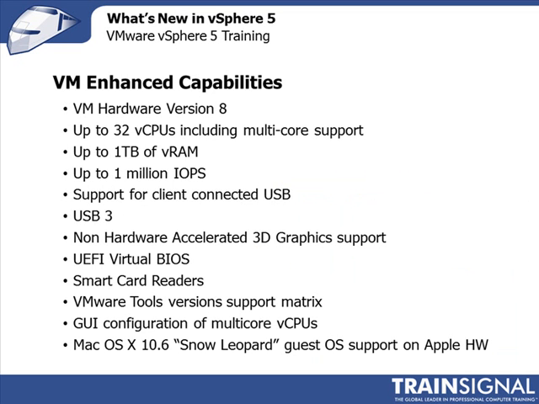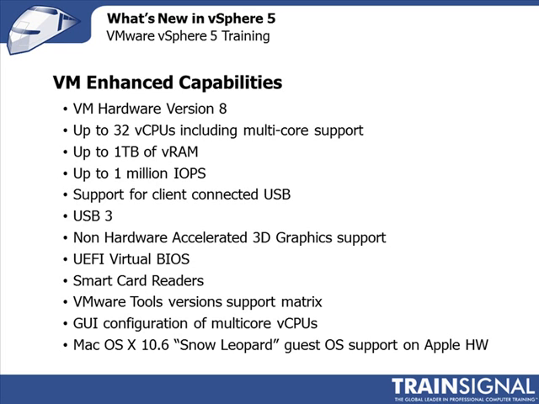What can you do from a VM perspective? In order to take advantage of everything that vSphere 5 offers, you obviously have to upgrade the virtual machine hardware to version 8. So version 8 is the key to unlocking all of these cool features that we're going to talk about. If it wasn't enough for you, you can now have up to 32 vCPUs, including multi-core support, within your virtual machine.